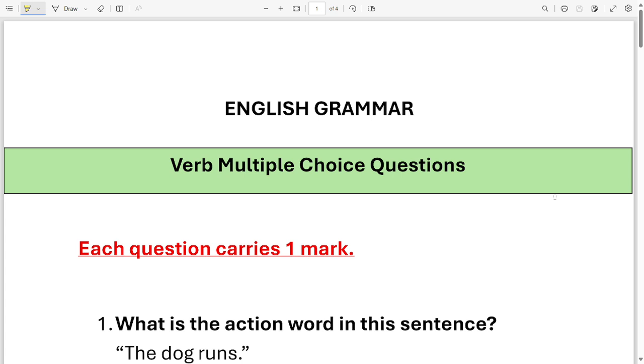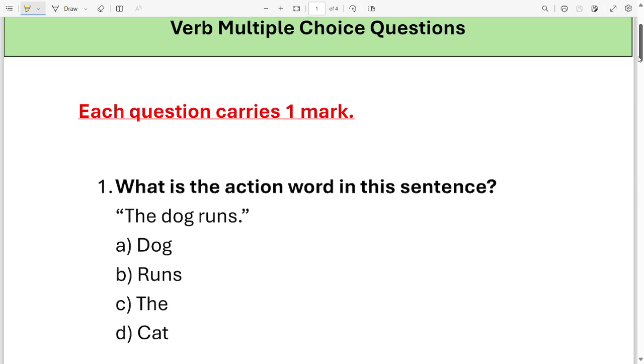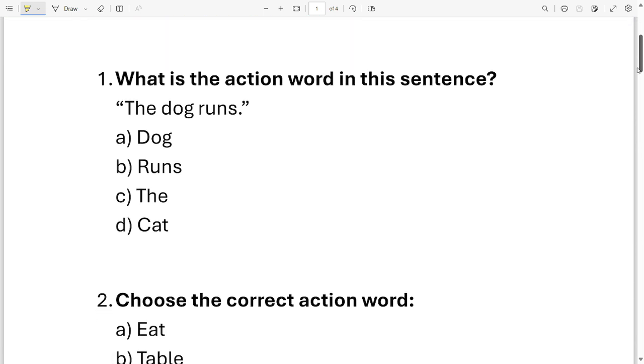Today's grammar topic is verb. There will be a total of 20 questions. So let's solve these questions together, and each question carries 1 mark.